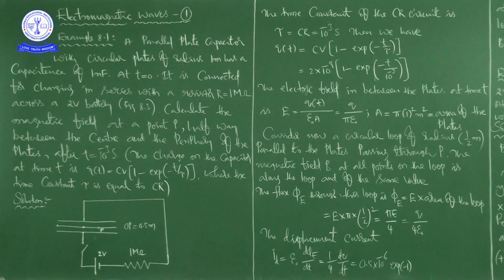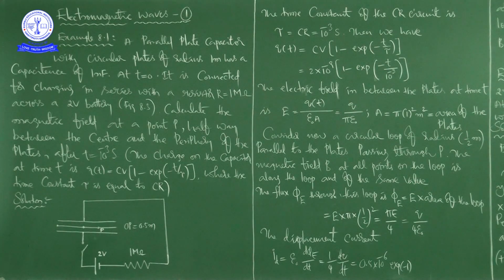Once again I will repeat. Consider now a circular loop of radius 1 by 2 meters, parallel to the plates passing through P. The magnetic field capital B at all points on the loop is along the loop and of the same value.